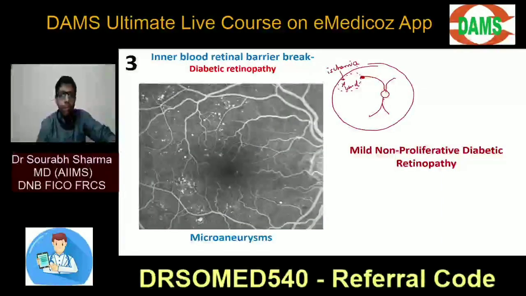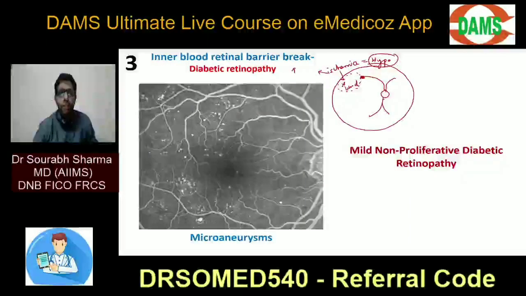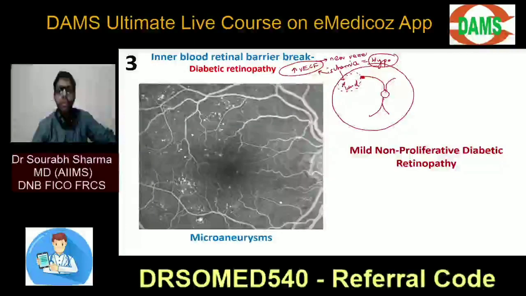So if there is ischemia of the retina, will it be hyperfluorescence or hypofluorescence? There is no blood supply to the retina, so that ischemic retina will be hypofluorescence. No blood, no dye. And whenever the retina is ischemic, remember this point: ischemic retina produces VEGF, vascular endothelial growth factor. Split the words: it grows the vascular endothelium. And vascular endothelial growth factor is responsible for formation of new vessels.